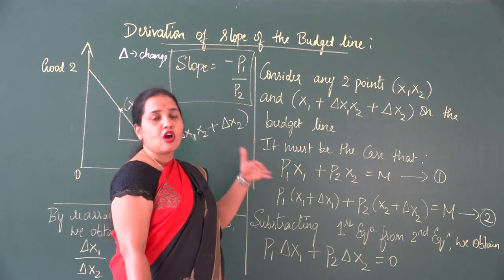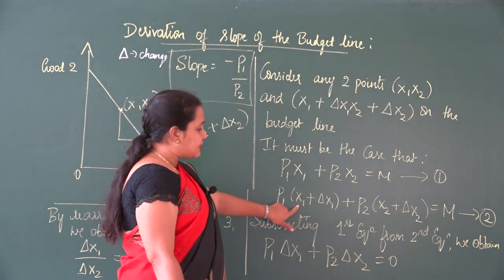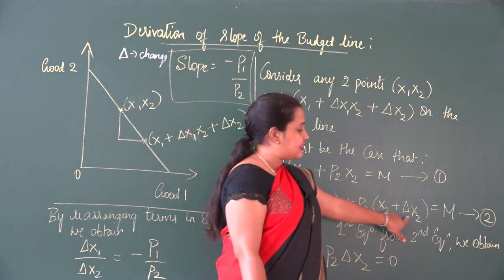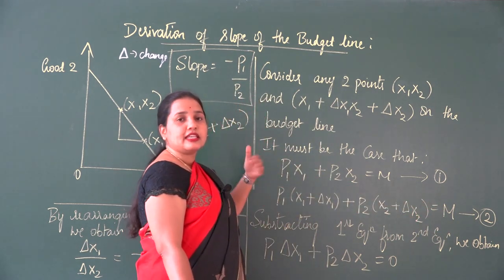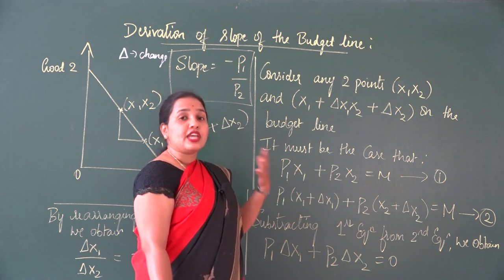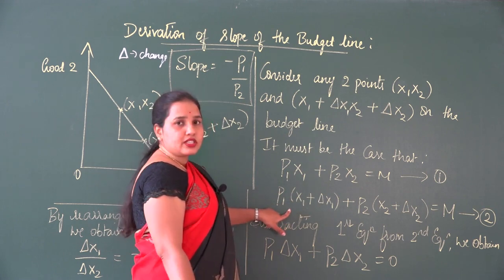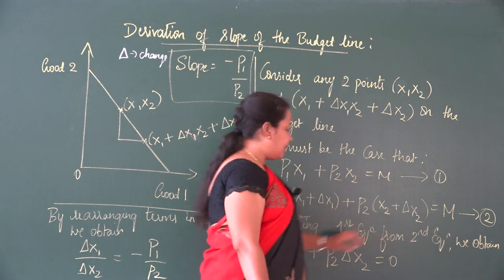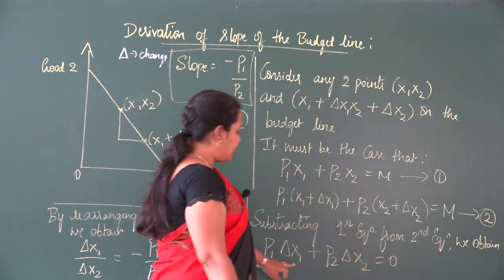How much of good 2 is to be foregone to have one more unit of good 1? So, we need to expand this particular equation as P1 into (X1 plus change in X1) plus P2 into (X2 plus change in X2) is equal to M, taken as equation 2. We have just expanded this equation by taking the changes in good 1 as well as good 2. The amount of good 1 is X1, the amount of good 2 is X2, the change in the amount of good 1 is delta X1, and the change in the amount of good 2 is delta X2. Now, you can write this equation as P1 into (X1 plus delta X1) plus P2 into (X2 plus delta X2) is equal to M. Here, we have to subtract the first equation from the second equation so that we obtain. Look at this.